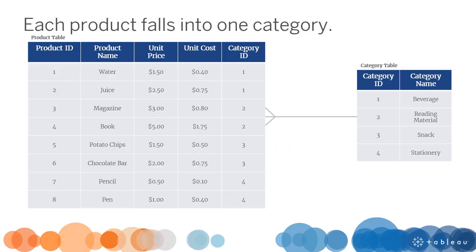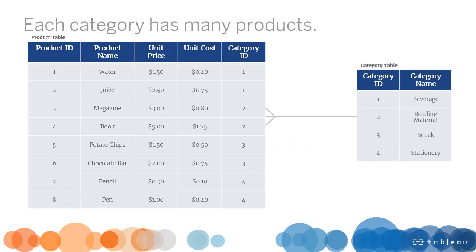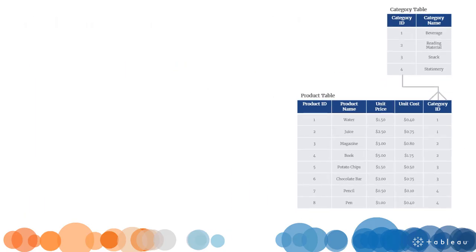Each product falls into one category. Each category has many products. The line between the tables signifies this one-to-many relationship. The two tables relate based on a common field, category ID.